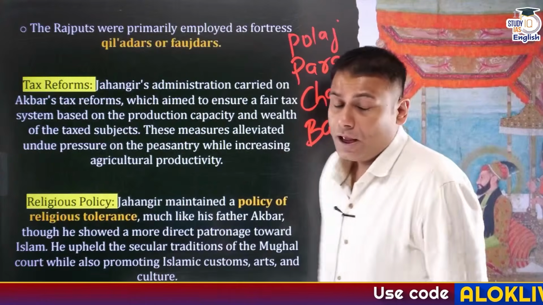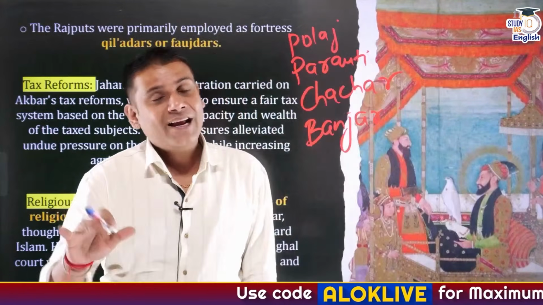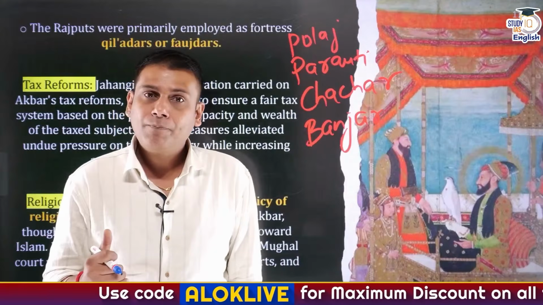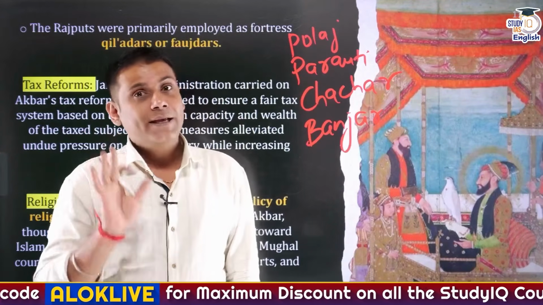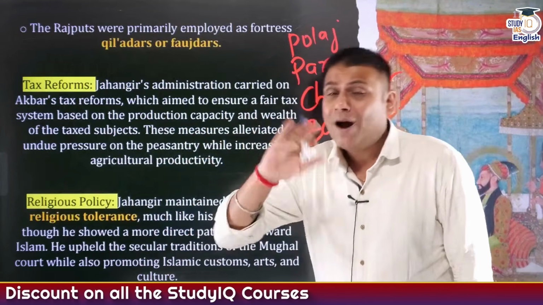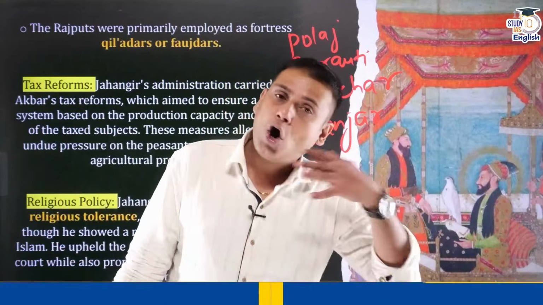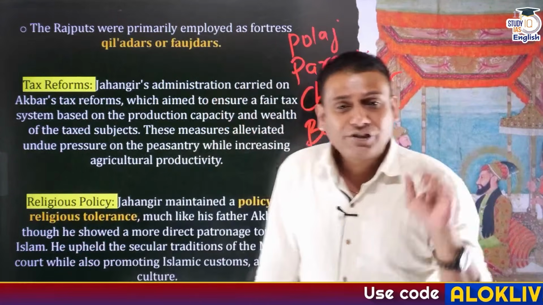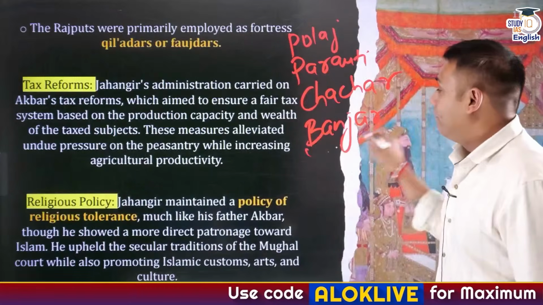As discussed previously, Polaj is fertile land, with cultivation throughout the year. Parauti, cultivation once in a year. Chachar, cultivation once in 2 years. Banjar is infertile land. Either there would be cultivation or no cultivation. The taxes on this land would be very less.